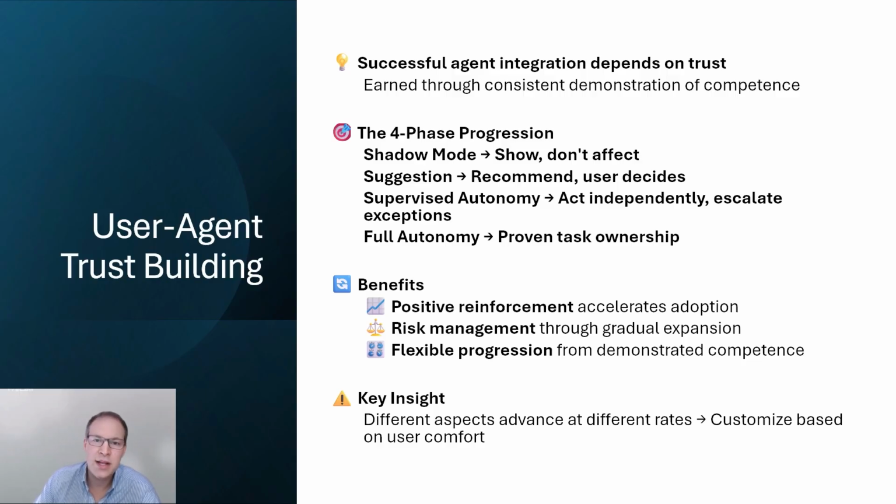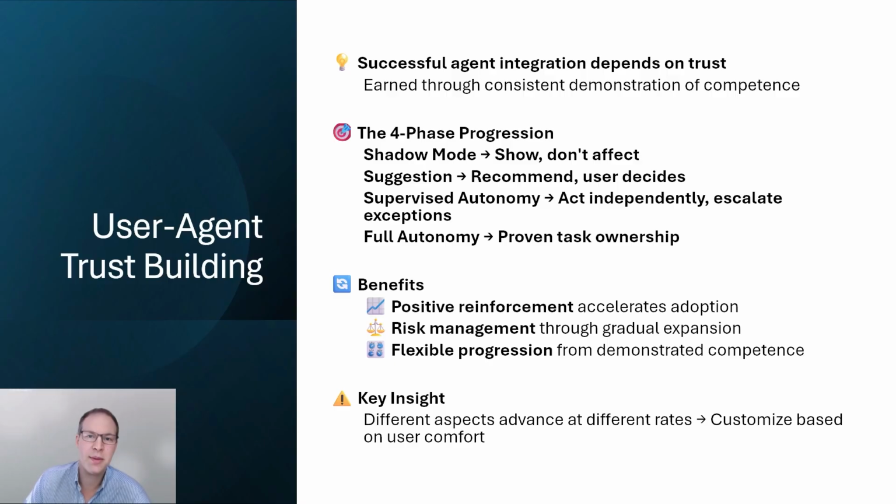The successful integration of AI agents in the user's workflows depends on trust. But trust is not granted. It's earned through consistent demonstration of competence and reliability. To this end, we need a systematic approach to build this confidence rather than asking users to immediately trust agents with critical decisions. We want to start with low risk, high visibility tasks and gradually expand agent responsibilities as trust develops. This is not just risk management. You want positive reinforcement cycles that accelerate adoption in order to maximize long-term value.